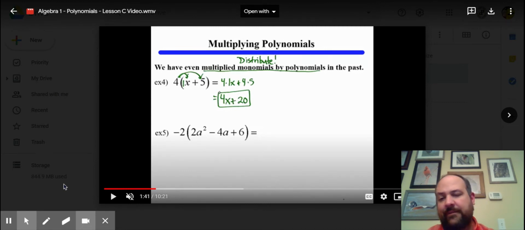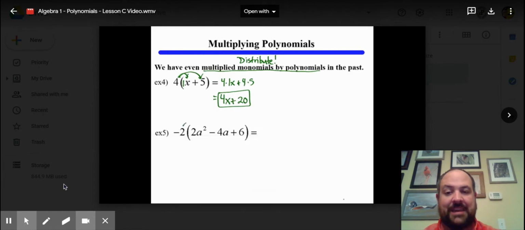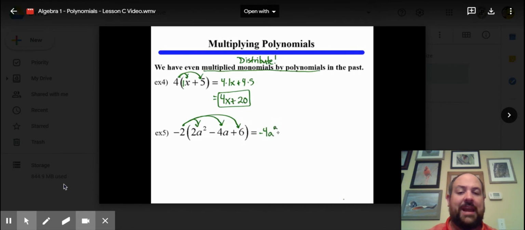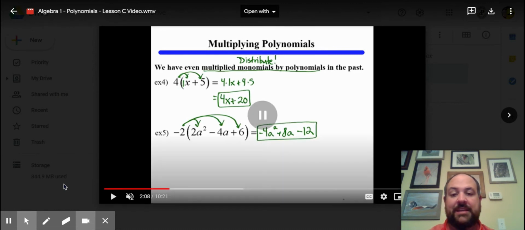And in number 5, now we have -2 times 2a squared minus 4a plus 6. We're going to do the same thing. We're going to distribute the -2 through the parentheses. In this case, there's no variable outside, so we're really just going to change the coefficients. We're going to get -4a squared, we're going to get positive 8a, and we're going to get -12. And again, not like terms, can't combine them, so we leave it the way it is. That was part of what we did before with multiplying monomials by polynomials.